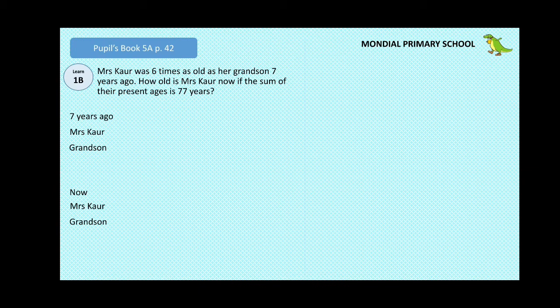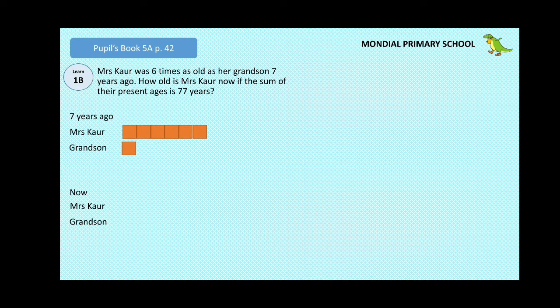Yes, of course. Okay, now let's draw the first model. 7 years ago, how many times as old as her grandson was Mrs. Kaur? 6. Great job! How many units should we draw for Mrs. Kaur and her grandson? Yeah, 6 units for Mrs. Kaur and 1 unit for her grandson because 7 years ago Mrs. Kaur was 6 times as old as her grandson.